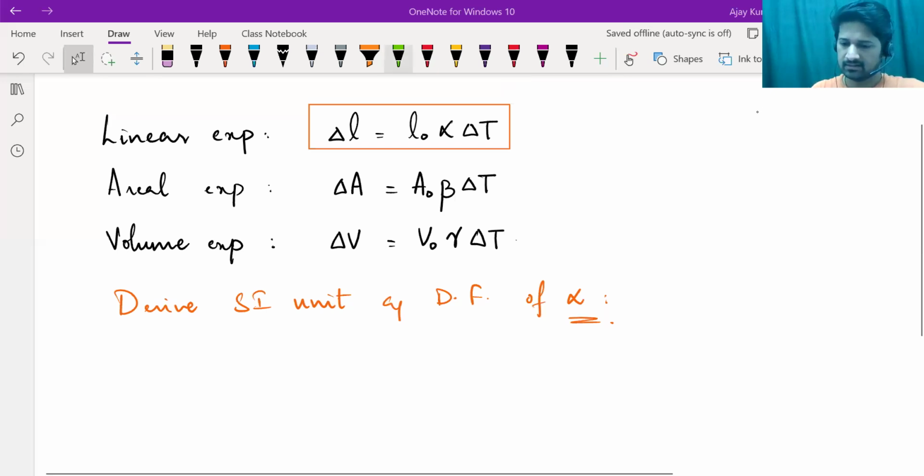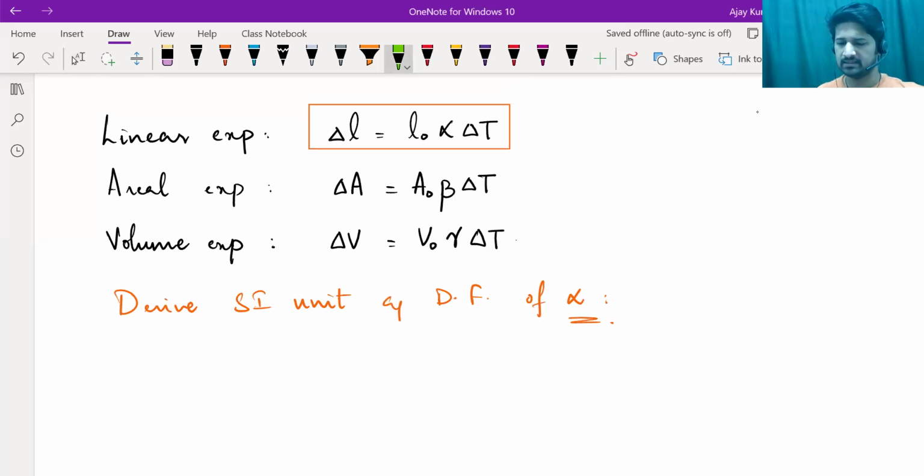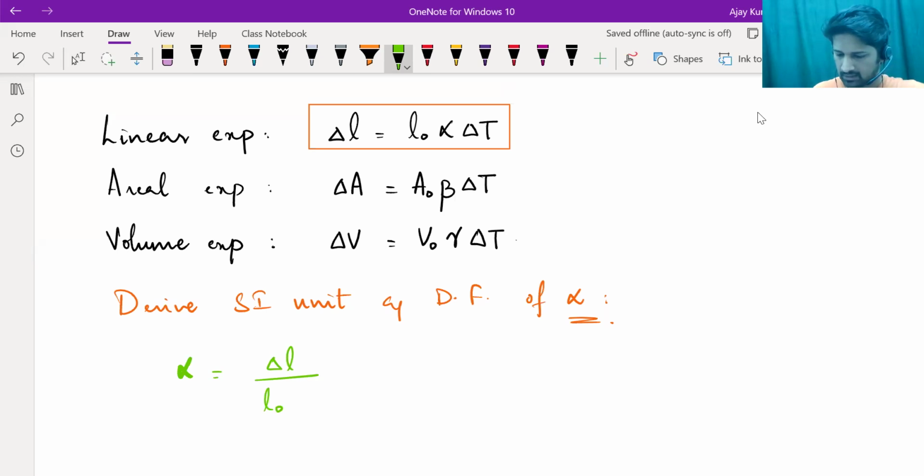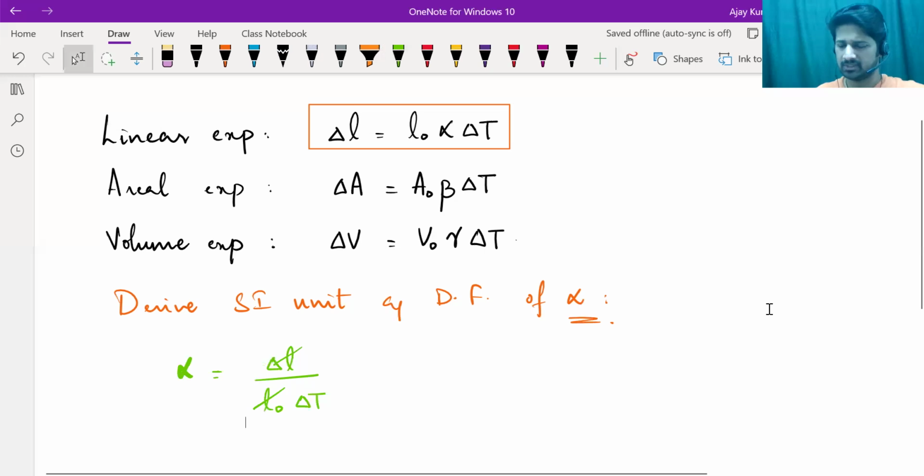Right. See, delta L, which is basically the change in length, will be a length itself. So you can write alpha is equal to delta L by L naught delta T. Delta L and L naught will have the same unit, same dimensions, so they'll get cancelled. So basically, alpha will have inverse dimensions of temperature, or the inverse unit of temperature change.